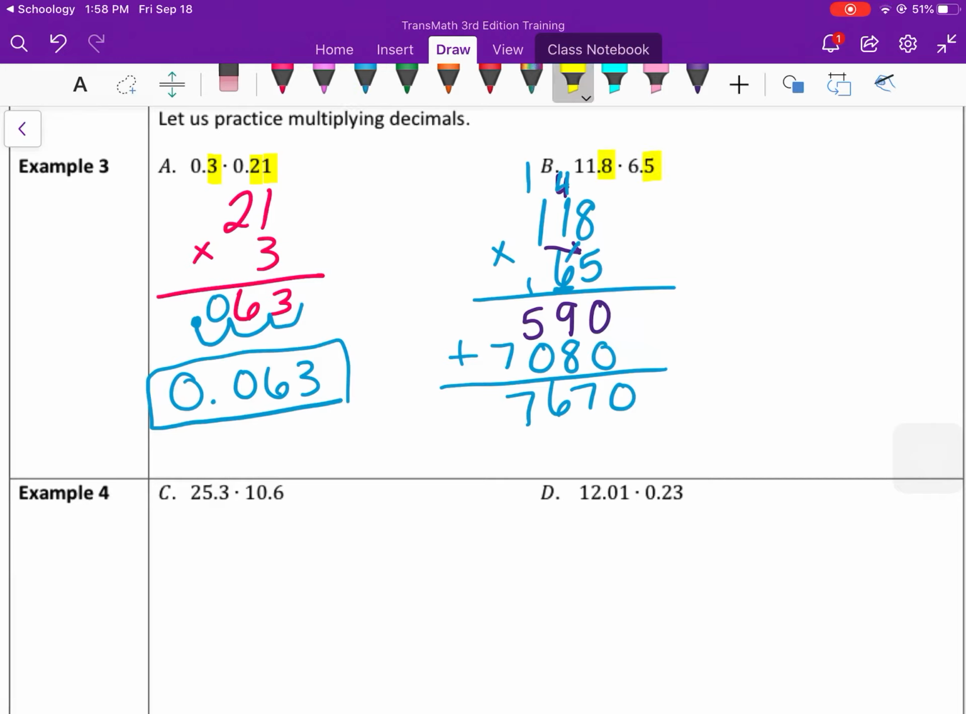And then add in the decimal. So I have 1 number behind the decimal point in my question, 1, 2 numbers behind the decimal in the answer.